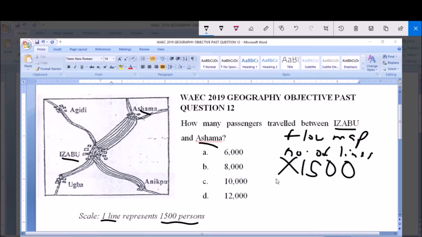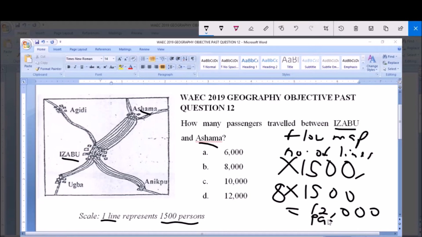1,500. So the number of lines between Izabu and Ashama here are 8 in number. So you have 1, 2, 3, 4, 5, 6, 7, 8. So 8 multiplied by 1,500, and the answer 8 multiplied by 1,500 is 12,000. So 12,000 passengers traveled between Izabu and Ashama, and 12,000 is option D.